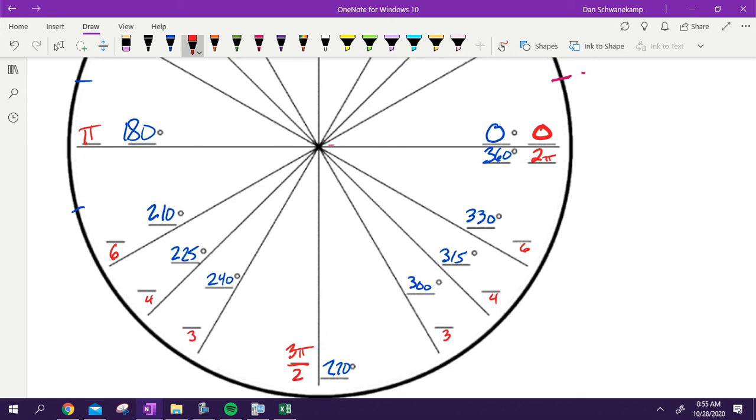We could spend some time doing the top. I'm just going to write them in. It is 7 pi over 6. It's 1/6 more than a full pi. This is 5 pi over 4. It's 1/4 more than a full pi. This is 4 pi over 3.